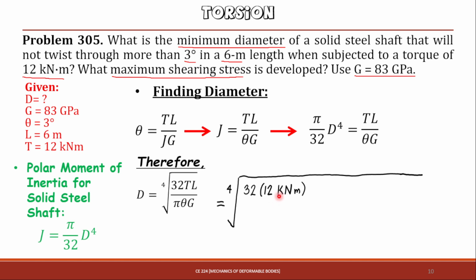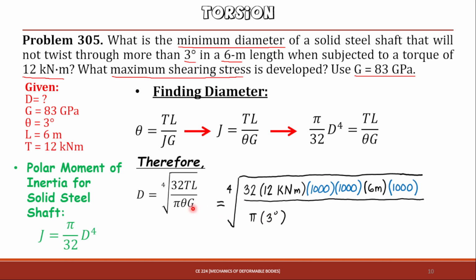So we have 32 times yung torque na 12 kilonewton-meter. Nakasanayan natin, newtons tsaka millimeter ang unit natin. So multiply ko ng 1,000 para maging newton, tapos multiply ko ulit ng 1,000 para maging millimeters. That is yung torque natin. And then yung length naman natin na 6 meters, gagawin natin siyang millimeters, kaya multiply ko ng 1,000. Tapos all over pi.